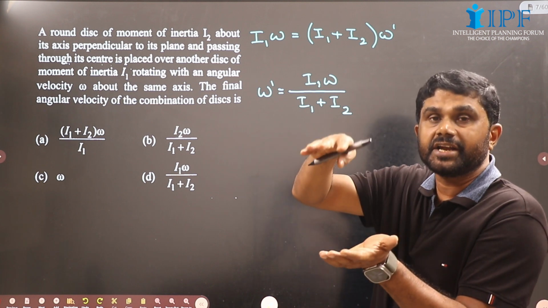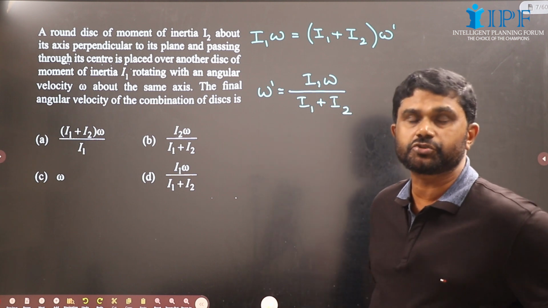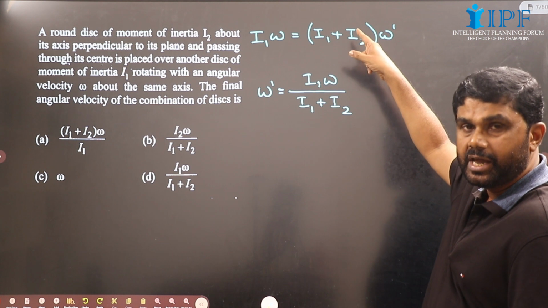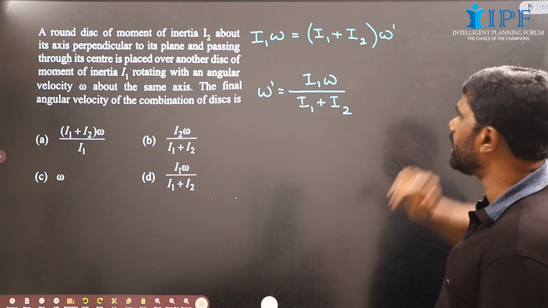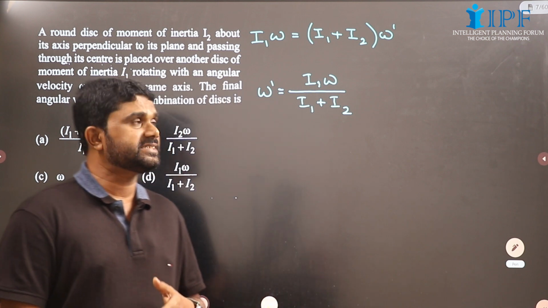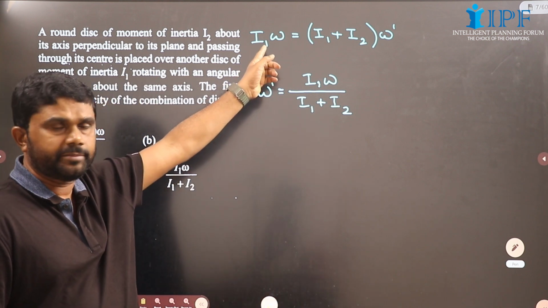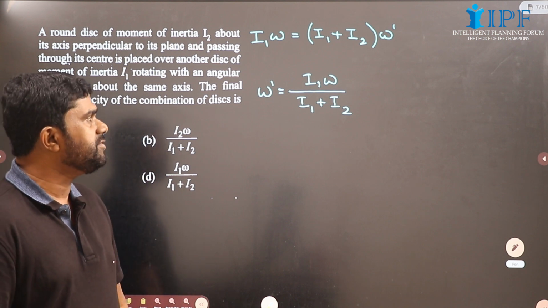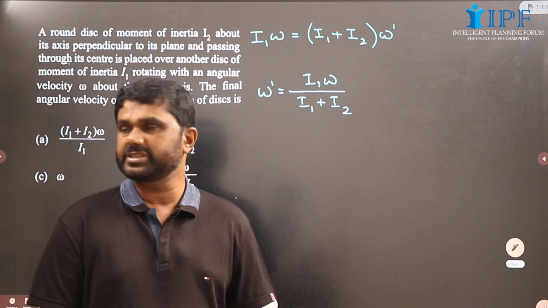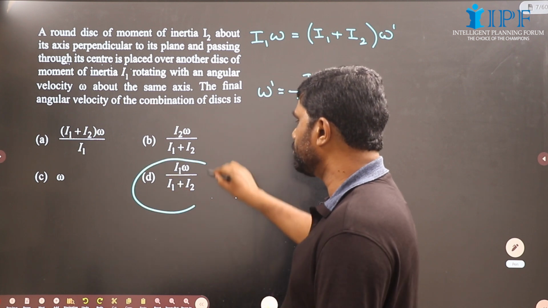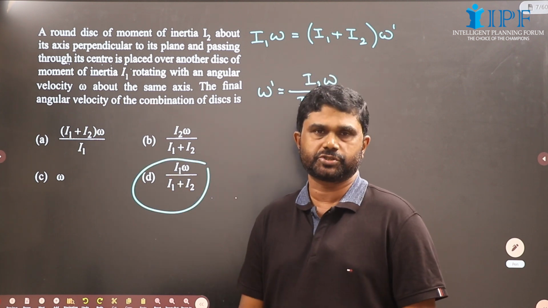Finally I1 and I2 are placed together. So the total moment of inertia will be I1 plus I2, and angular velocity, say it is omega dash. In this process angular momentum will be conserved. This is the initial angular momentum and this is the final angular momentum. So omega dash will be I1 divided by I1 plus I2 into omega. So this is the correct option.